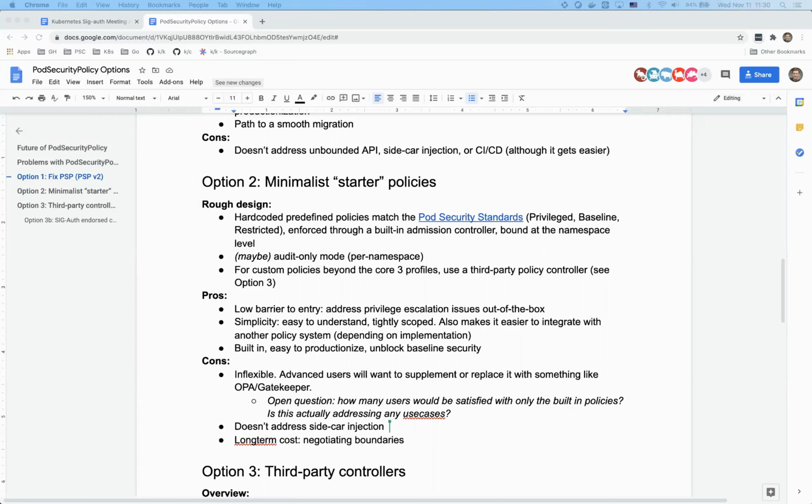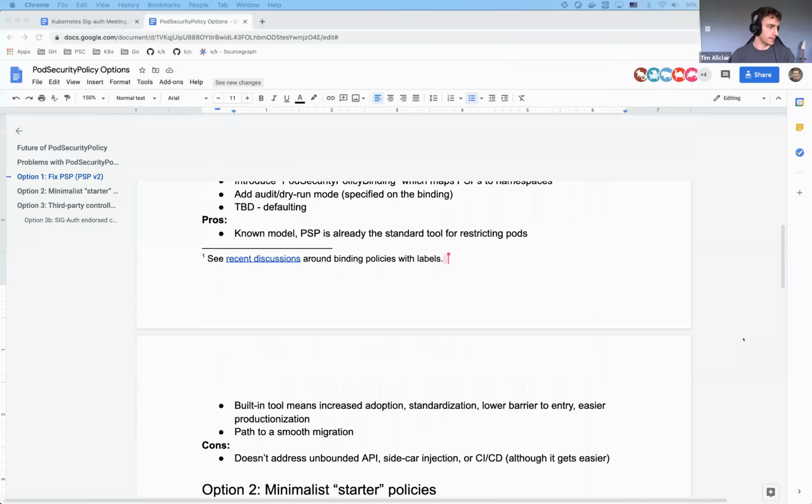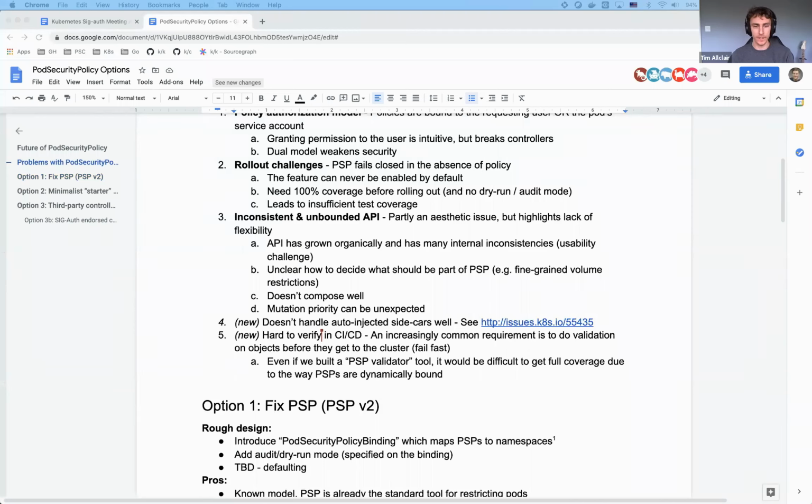One thing I like about that approach is that it sort of naturally bounds the API. So addressing that third problem that I called out, we say, okay, you want to add a new option to pod security policy. Does that have a place in one of these 3 default policies? And if no, the answer is it probably shouldn't be added to pod security policy.